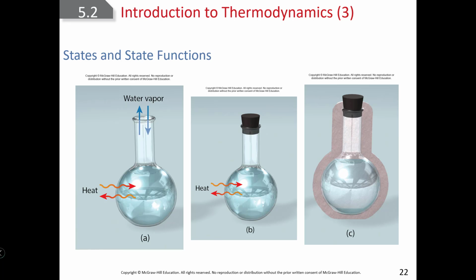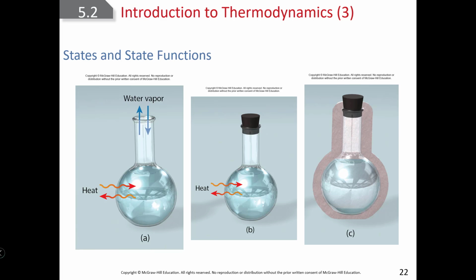Okay, this is part 2 of thermodynamics in chapter 5 of the Burdge book. So we'll pick up here and we'll see how far we get. The last thing we talked about in part 1 was the types of systems.